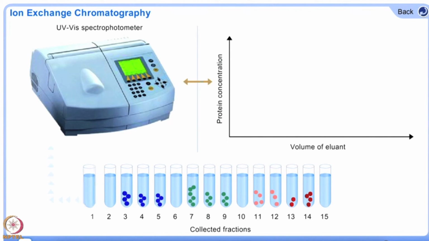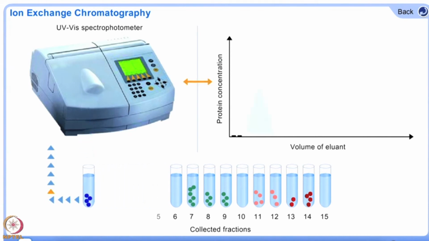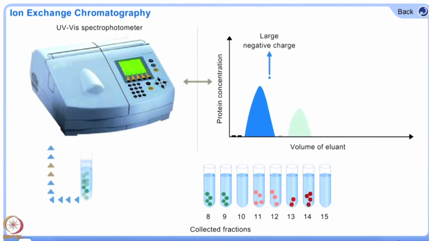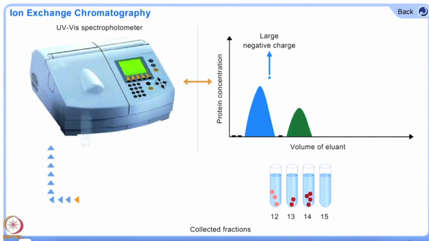The fractions are then analyzed for their protein content using a UV visible spectrophotometer at 280 nanometers. A graph of eluent volume versus protein concentration is then plotted, with each peak height being proportional to the concentration of protein.